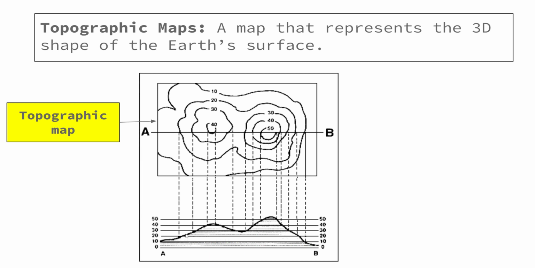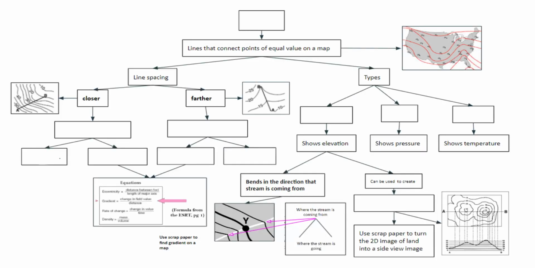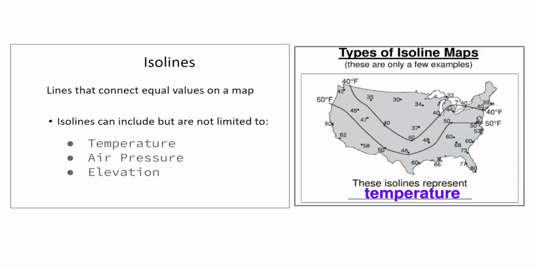Say the Earth's surface has mountains on it. If you were to create a map to represent that, that map would be called a topographic map. It represents the Earth's surface and what it looks like. So mountains normally look like this on topographic maps. Make sure you have this page of your note packet out as I'm going through this video.